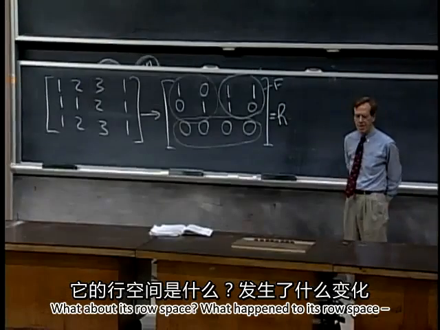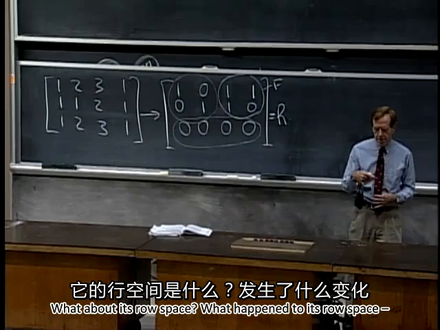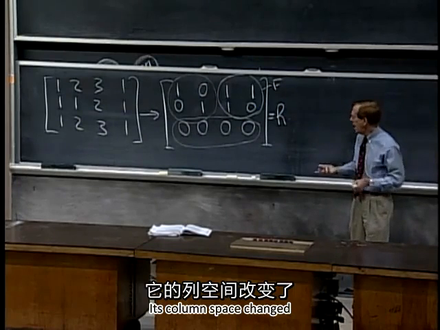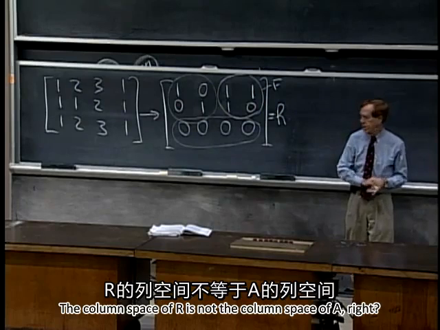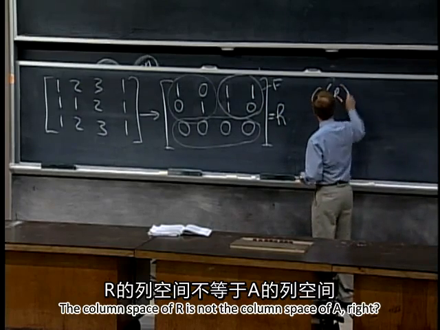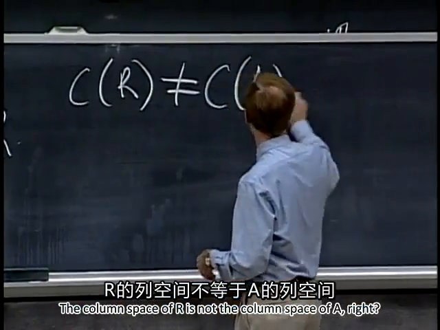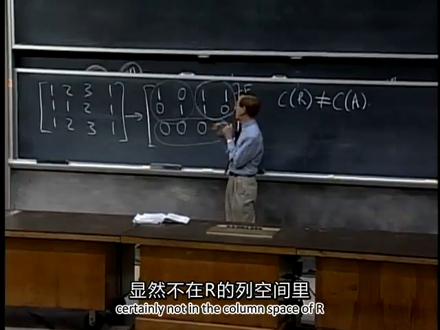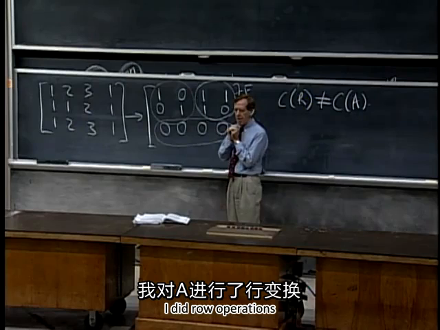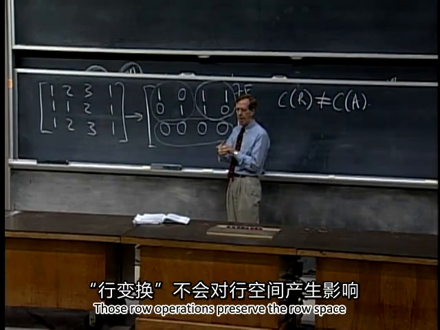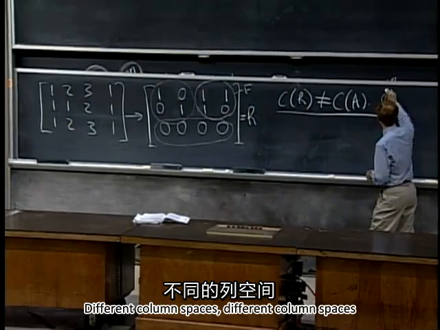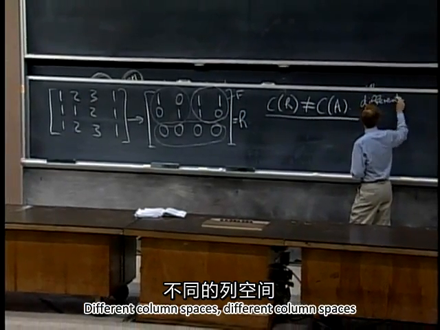What about its row space? What happened to its row space? Let me first ask, just because sometimes something does happen. Its column space changed. The column space of R is not the column space of A, right? Because 1, 1, 1 is certainly in the column space of A and certainly not in the column space of R. I did row operations. Those row operations preserve the row space. So the column spaces are different.